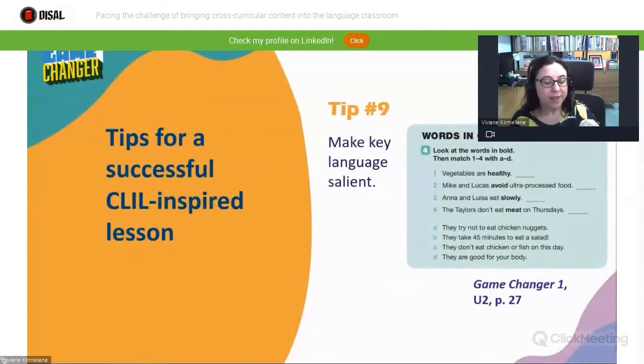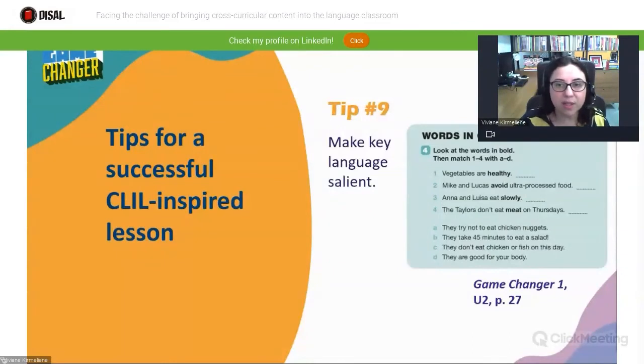Okay. So you have a goal in your lesson. Okay. I want students to be able to discuss tips for a healthy diet, for example, right? This is your goal. What language will students need for that? What is the key language they need to understand this content, right? So here I have another example from Game Changer. We have this feature called Words in Context, in which we work with vocabulary that we considered key for students to understand that infographic, right?